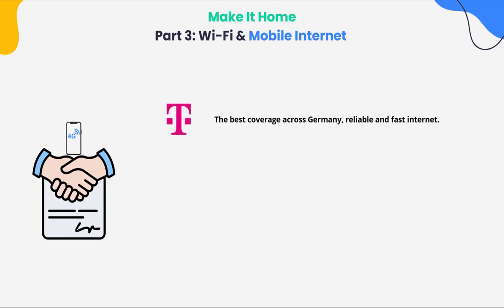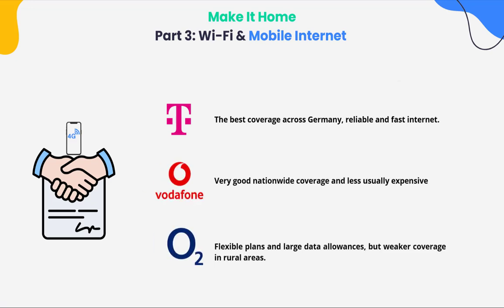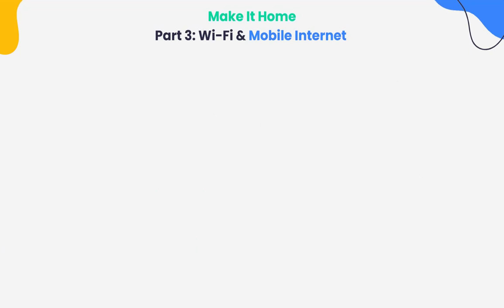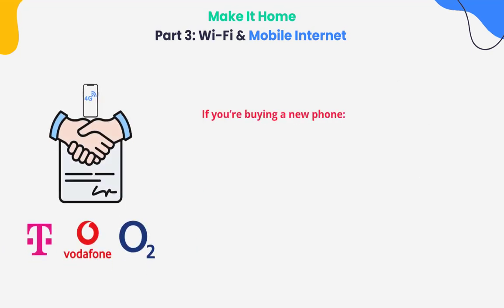Telecom offers the best coverage nationwide, very reliable service and fast internet, but it's also the most expensive one. Vodafone provides good coverage at a slightly lower cost, while O2 has flexible plans with larger data allowances but weaker coverage in rural areas. Our recommendation: if you're buying a new phone, choose one of the major providers.